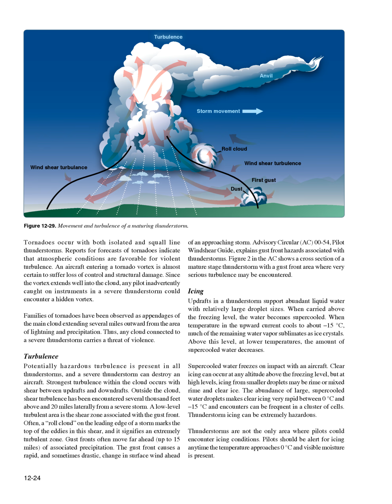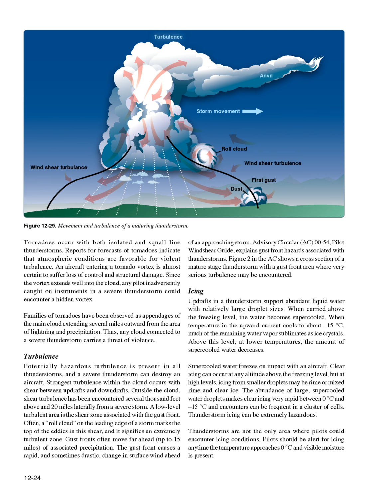Icing. Updrafts in a thunderstorm support abundant liquid water with relatively large droplet sizes. When carried above the freezing level, the water becomes supercooled. When temperature in the upward current cools to about -15 degrees Celsius, much of the remaining water vapor sublimates as ice crystals. Above this level, at lower temperatures, the amount of supercooled water decreases. Supercooled water freezes on impact with an aircraft.